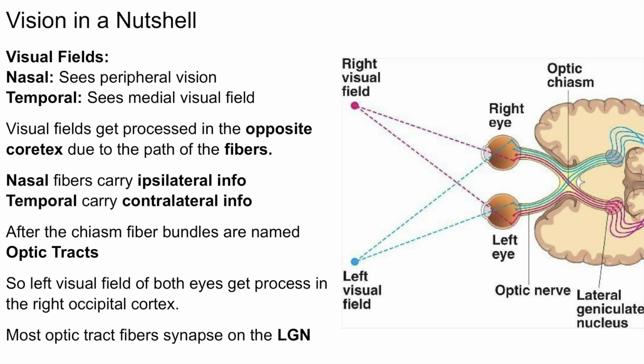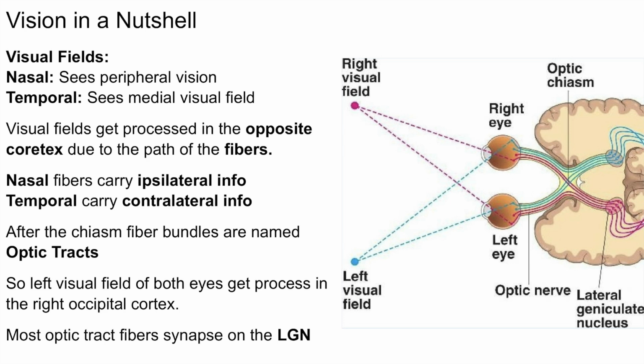After the chiasm, those bundles are called optic tracts. And each tract now carries information from one visual field, not one eye, okay? So from there, most fibers synapse in the lateral geniculate nucleus, or the LGN, of the thalamus, all right? So think of the LGN as the relay station that organizes and refines the signal before sending it to the primary visual cortex in the occipital lobe.